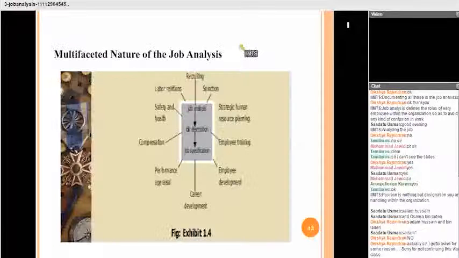I am skipping these slides because these are not very important for this. So, the multifaceted nature of the job analysis.